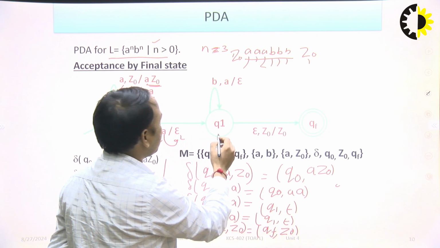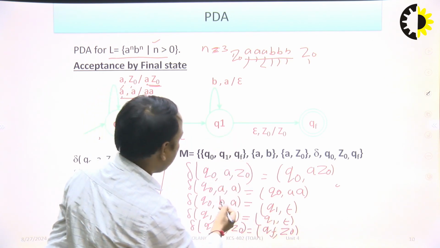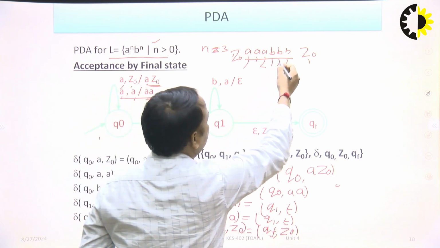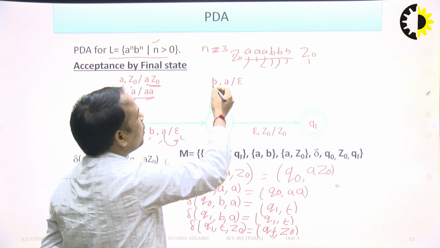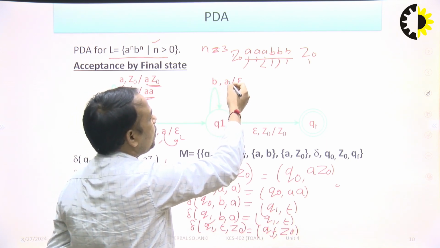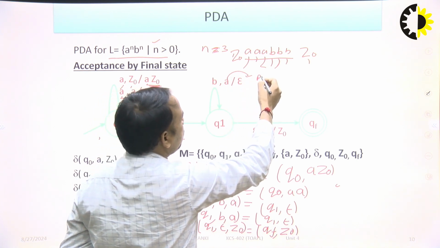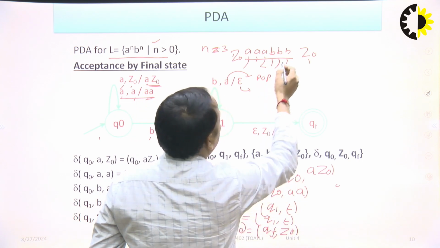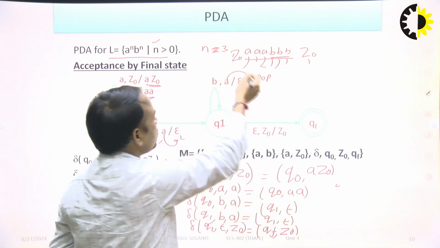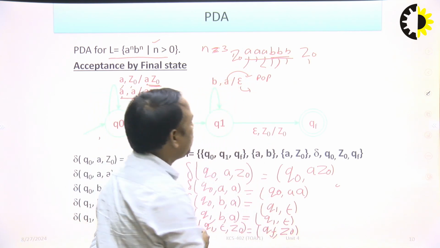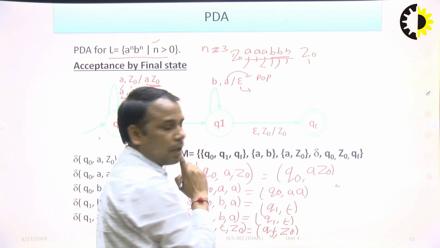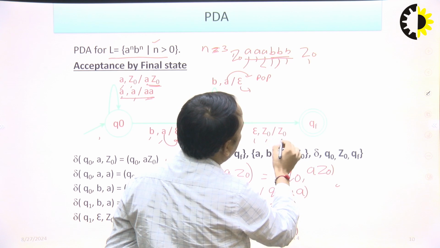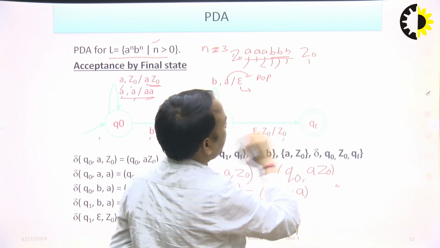And next state will be Q1. If we read b, the state is changed. And again for the following b, we write b comma top of stack a, and a is popped from the stack, which is written by the empty symbol. The following b are popped by this transition function, and if we do not have any input alphabet left and only Z0 is in the stack, then we write empty, top of stack Z0, and we do not empty the top of stack, and here we write the final state.